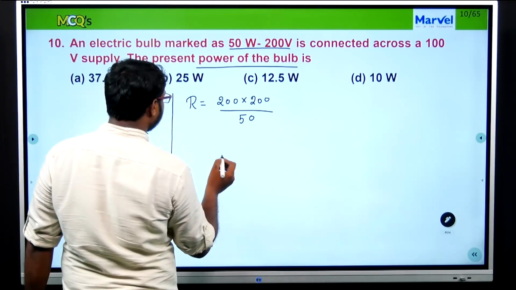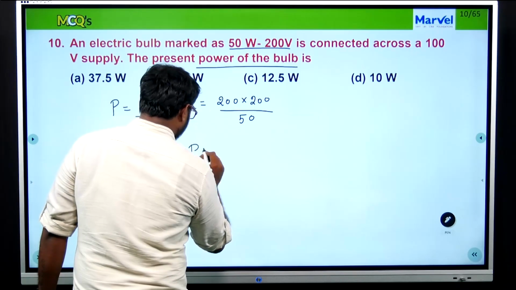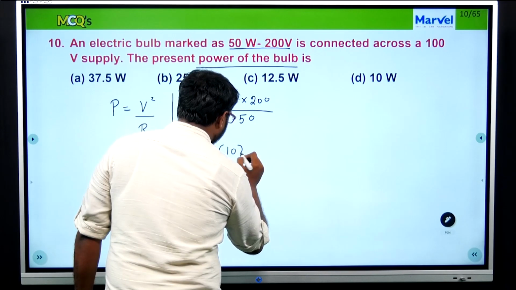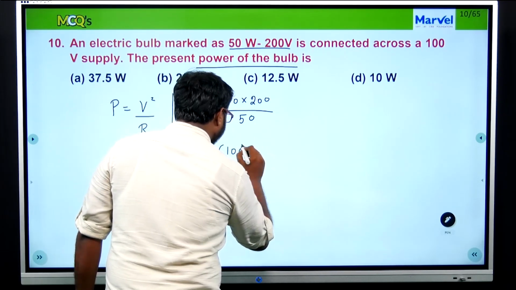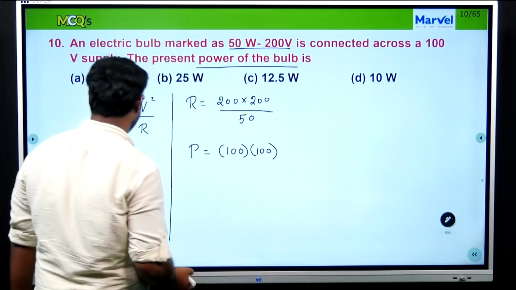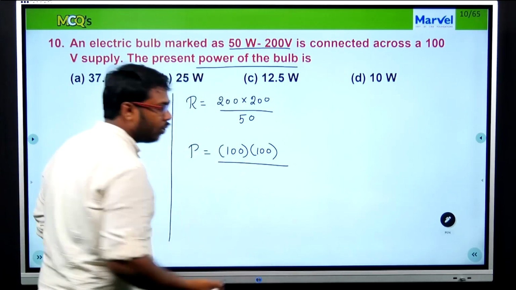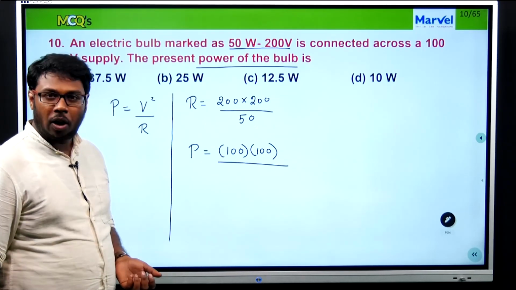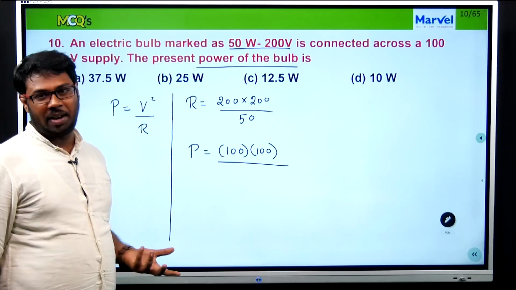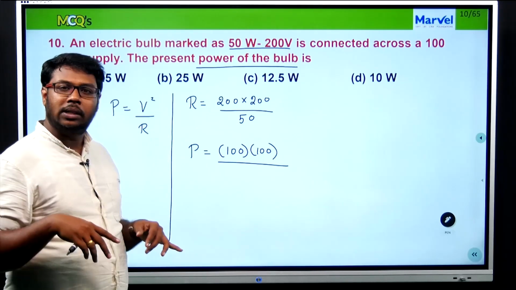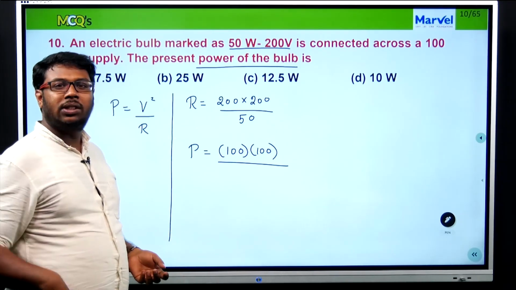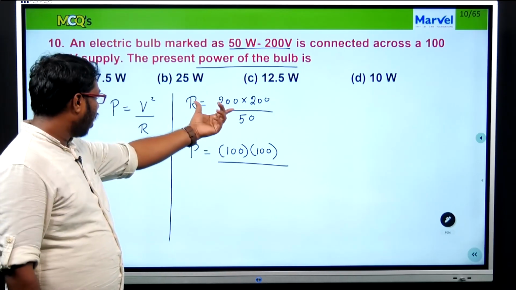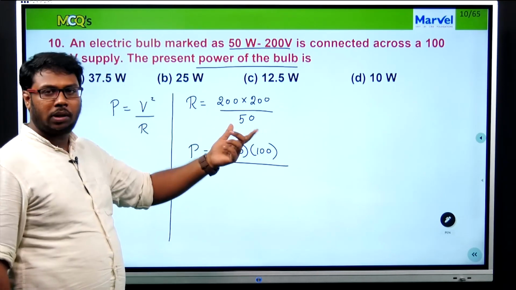Again I will use the same one. You see, P is equal to V square. This time I am going to put 100 into 100 by, what is the resistance of the bulb? Of course, the resistance of the bulb is going to remain the same. Why? Because they are physically the same. The tungsten and all the components inside the bulb are going to remain the same. So the resistance of the bulb is not going to change just because you connect it to a different voltage. So I will use the resistance that is found in the previous case in here.